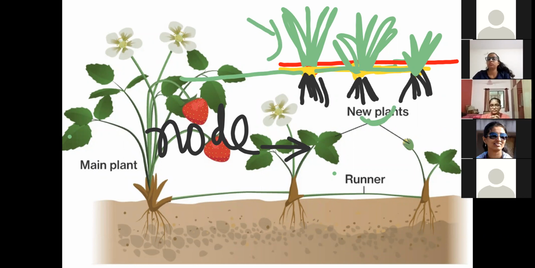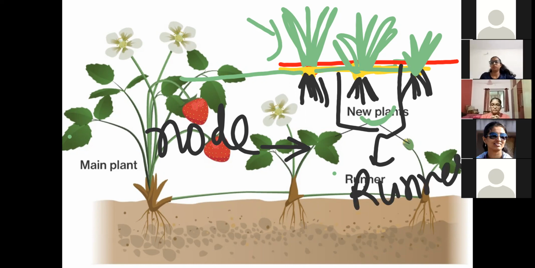Here the stem runs parallel to the soil surface. That's why this growth is called a runner. The stem runs parallel to the soil surface, and that's why this part, the main part of the stem, which helps grow a new plant, we call a runner. Is the runner clear first? Yes, ma'am. Okay, first, runner. One example is grass.